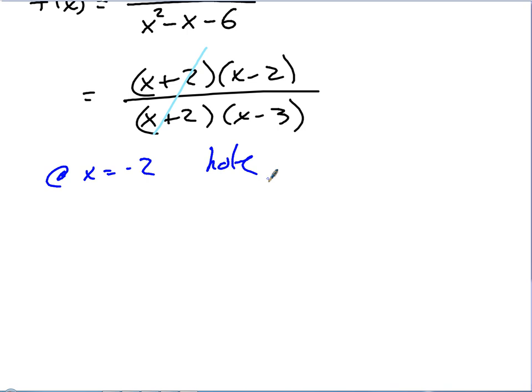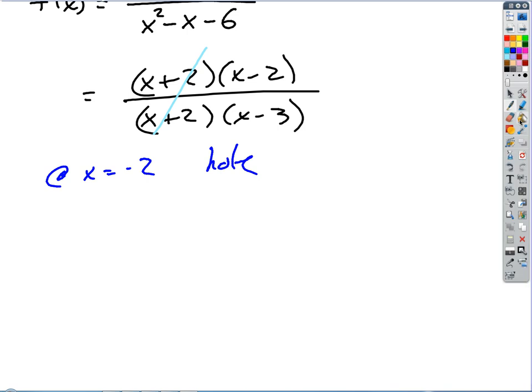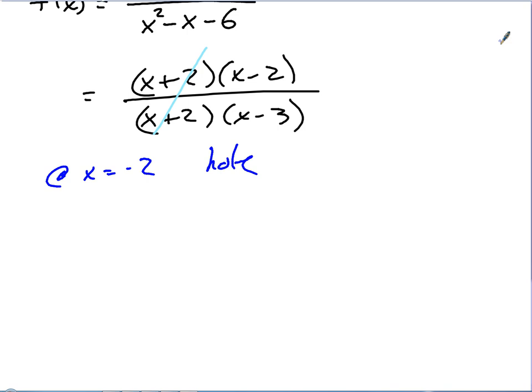Okay, what's another? Somebody else tell me something interesting about this function. At positive 3 is a vertical asymptote. Okay, good. We have a vertical asymptote at x equals 3, because x equals 3 is where we're going to have a zero on the bottom, but not the top. If I try to evaluate this function at x equals 3, I'm getting some number on the top divided by zero.